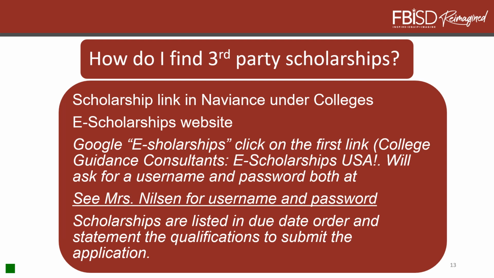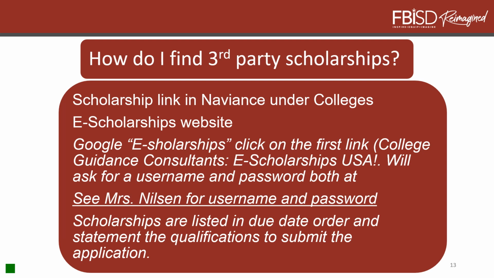eScholarships USA has hundreds and hundreds of scholarship applications available to students. And the great thing about eScholarships is it's going to put the scholarships in due date order. So if the scholarship is due today, it's at the very top of the list. Also, with eScholarships USA, it tells you right then and there what the criteria are to submit the application. So if you have to have a certain GPA or be from a certain ethnic background or have a certain major, whatever the qualifications are, it's going to tell you right then and there.